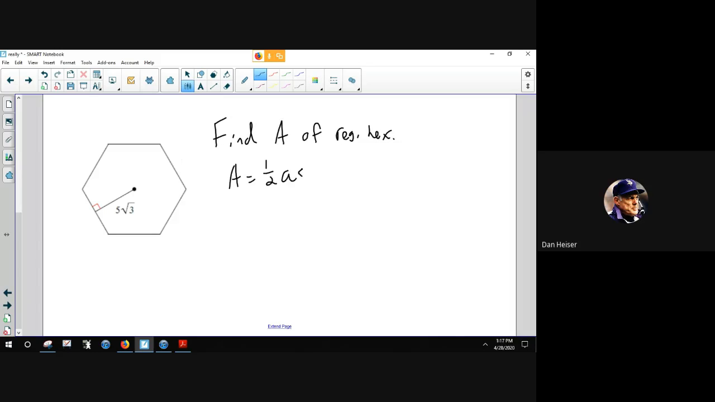We still need ASN, but now we don't know what S is. We still know N is 6, but we don't know what S is based on what this picture gives us. Here's where our special rules come into play. This is a hexagon. It's a regular hexagon. So I know that each of these 6 angles is equal.